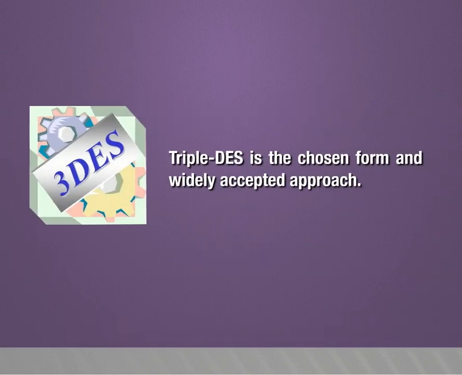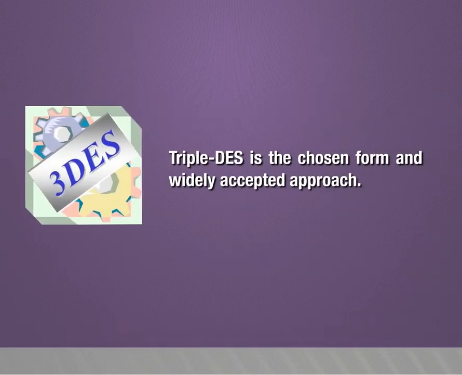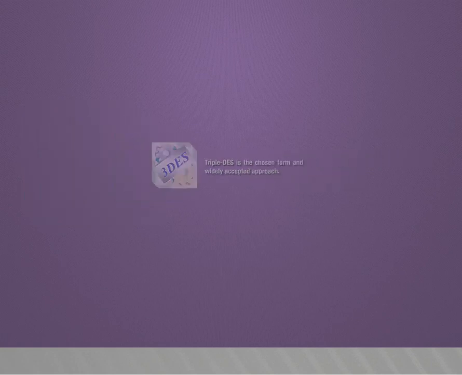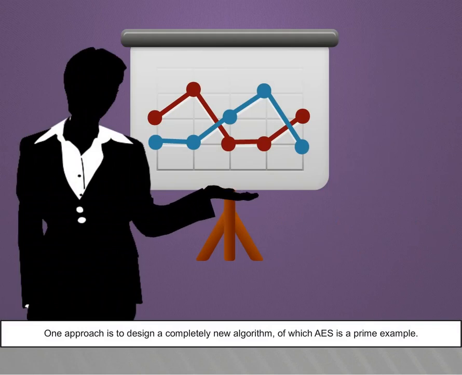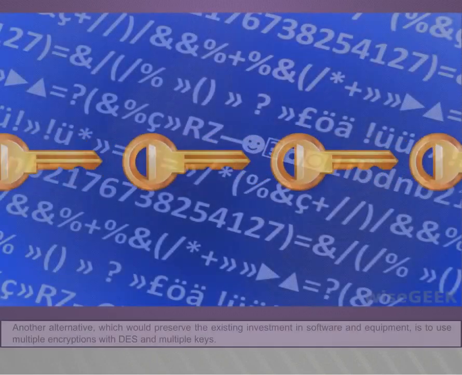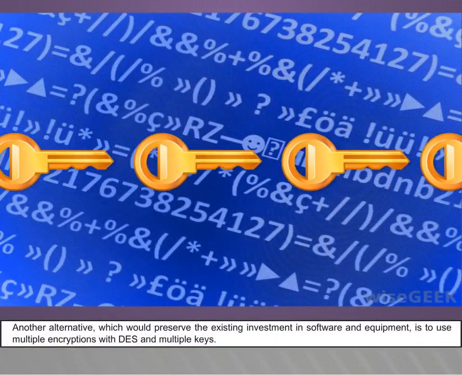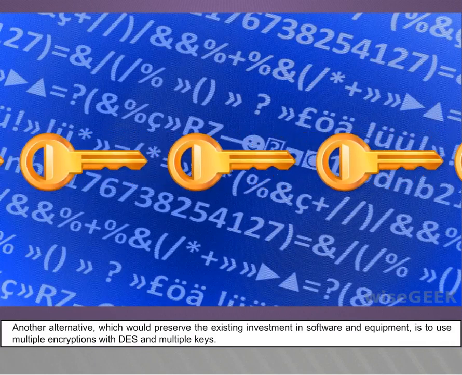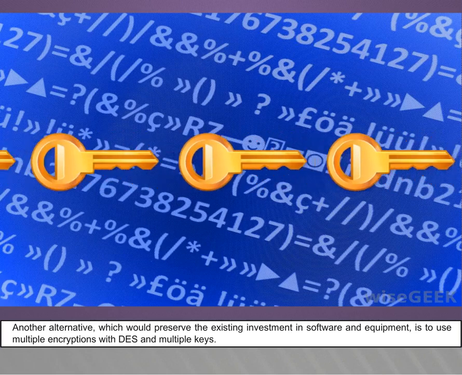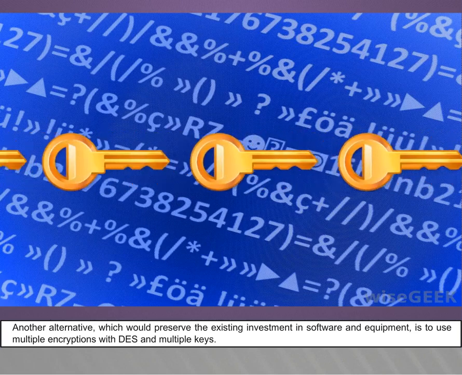Triple DES is the chosen form and a widely accepted approach. One approach is to design a completely new algorithm, of which AES is a prime example. Another alternative, which would preserve the existing investment in software and equipment, is to use multiple encryptions with DES and multiple keys.